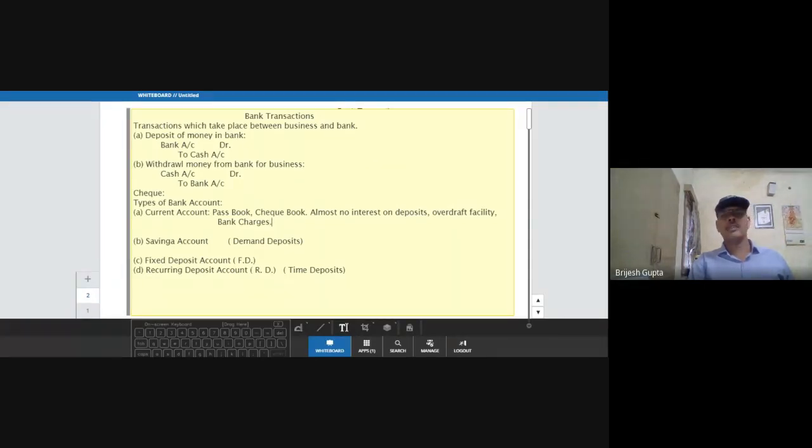Current account and savings account are the demand deposits. It means that out of these two accounts, money can be withdrawn at any time. It means the bank has to pay this money to the customers whenever they demand.